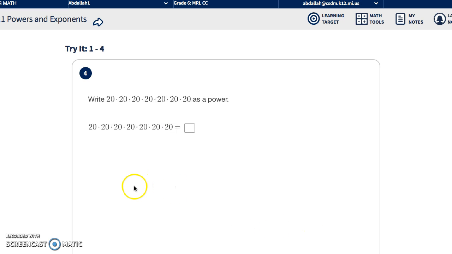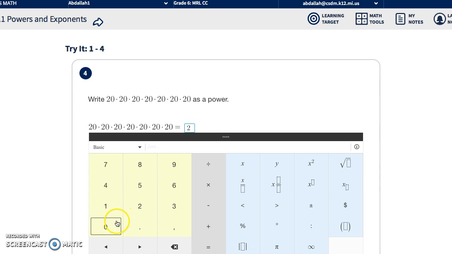Last one. Remember that this dot can also mean multiplication. We talked about that in class of all the various ways that they mean times. So the base is 20. I'm going to put my 20 in right now. And now I'm going to count to the power of 1, 2, 3, 4, 5, 6, 7 to the power of 7. So I'm putting up my exponent to the power of 7.